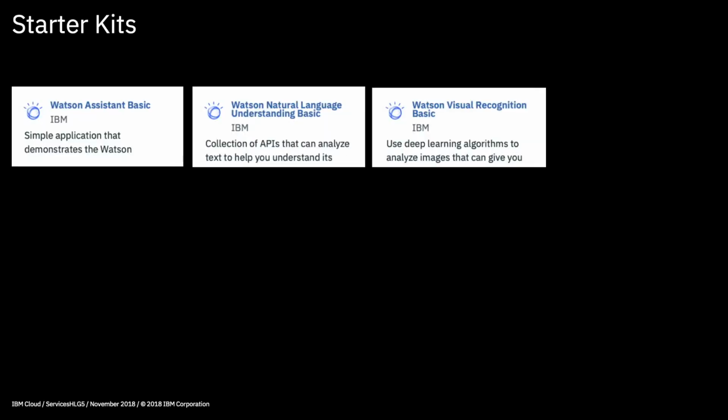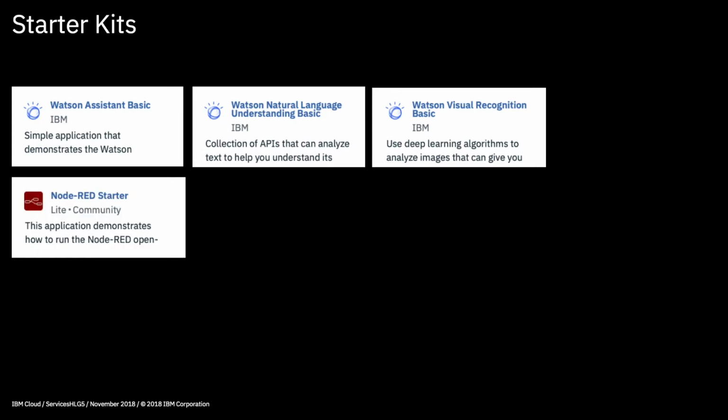Okay, so next we have some AI starter kits. So we've got one for creating a Watson Assistant, another for creating a basic Watson Natural Language Understanding application, and another for a visual recognition application. And lastly, we have a Node-RED starter kit. And again, Node-RED is a really simple but powerful tool for developing applications with very little code. And if I get the chance, I'll be showing it off a bit later on in this series.